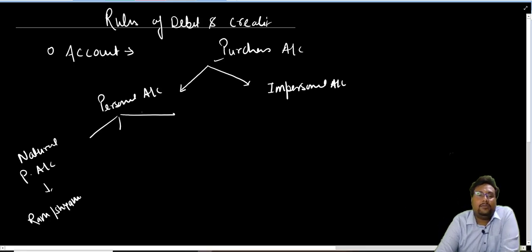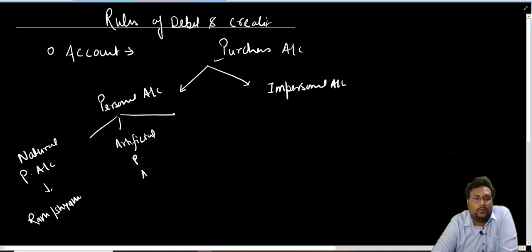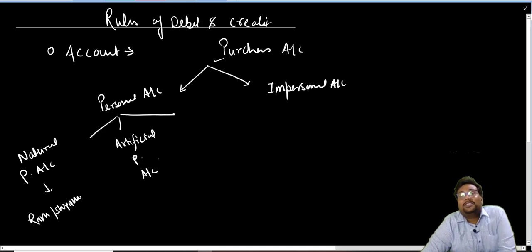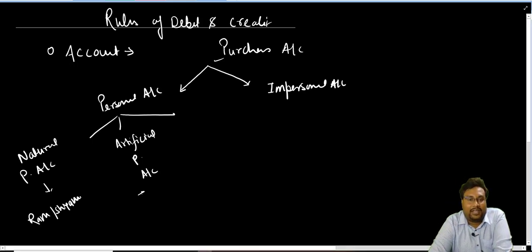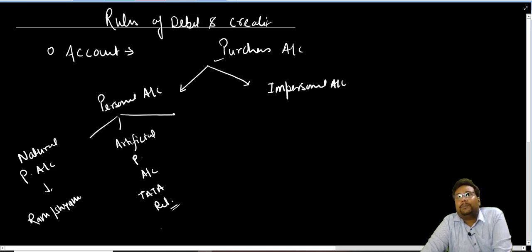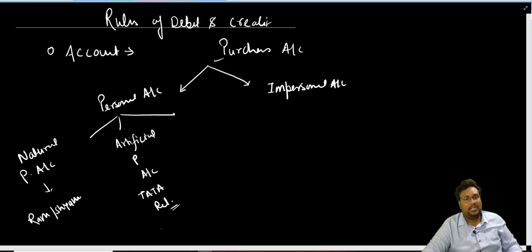Second one is what beta? Artificial personal account. Now look, the word is there, artificial. The person which is not born as a real person, the person which is created by law, is known as an artificial person. Like company, like Tata, like Reliance. So the company which is created by law is considered as an artificial personal account.